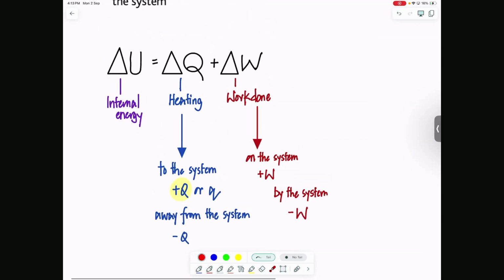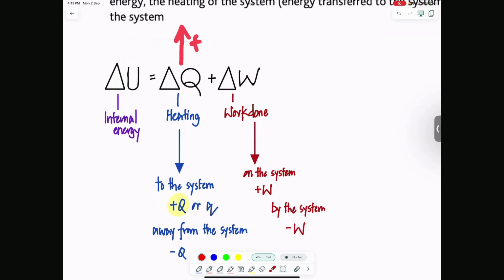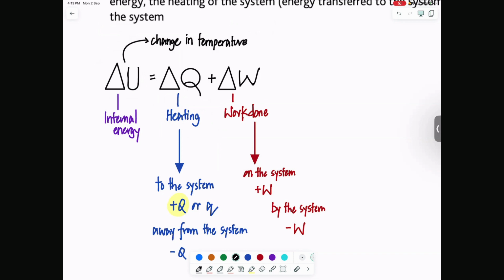I'll explain. So what if you provide heat of plus 100 and you do work by the system of minus 100? Can you tell me what this should be? 0, right? That means you'll find that the object doesn't change in temperature. If you hold the object, you'll find there's no change in temperature. Why? Because if there is no change in internal energy, there can't be a change in temperature, right? So this is going to be an indicator of what? Change in temperature.